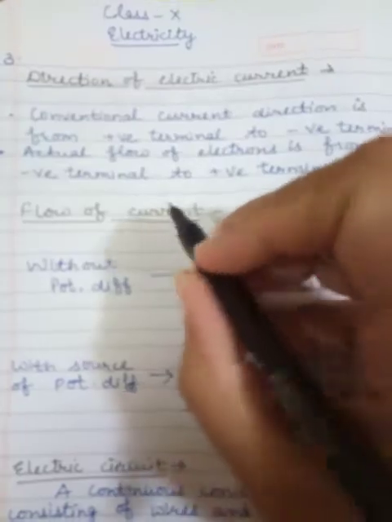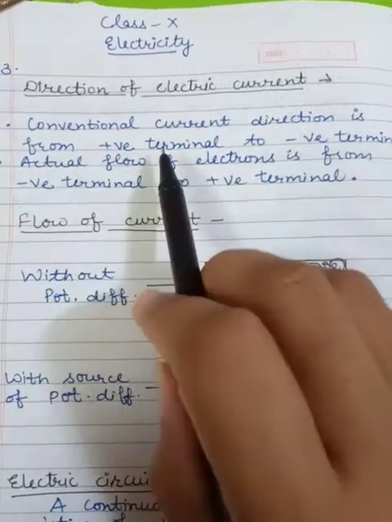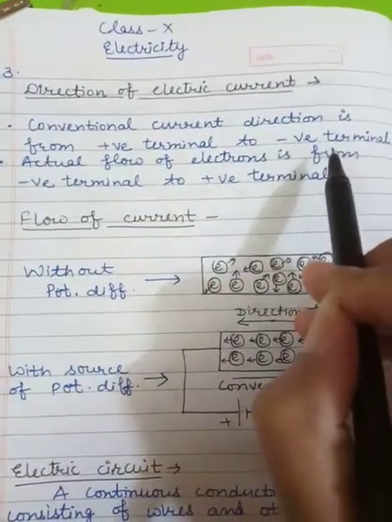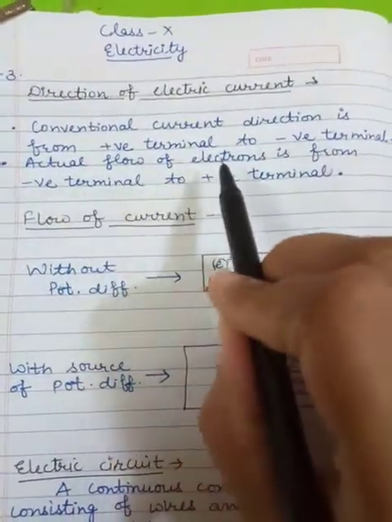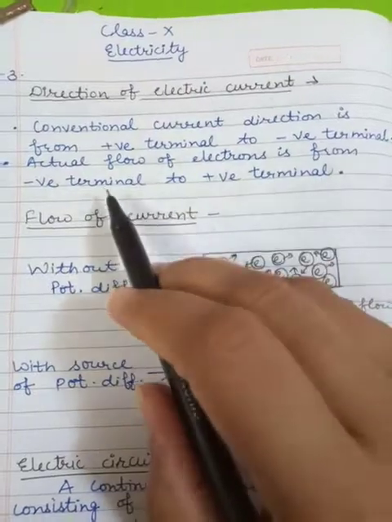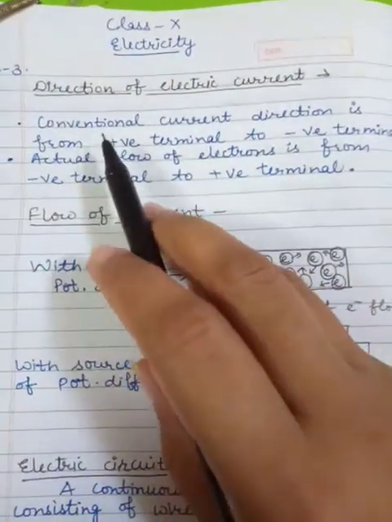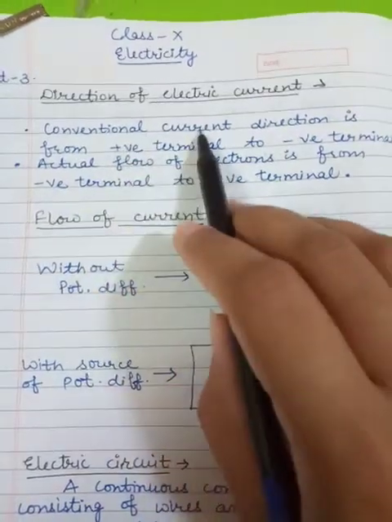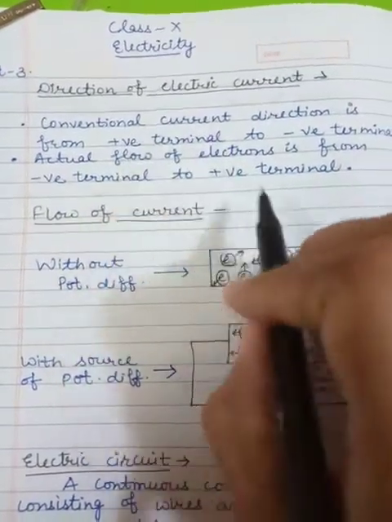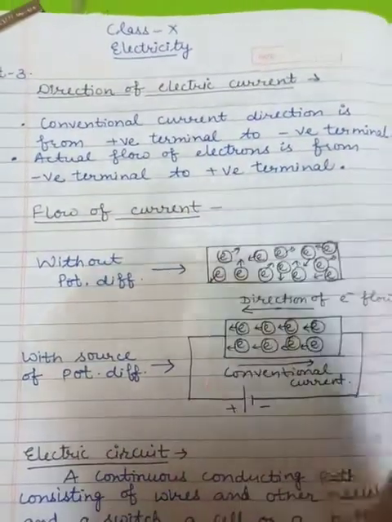So the conventional current direction is from the positive terminal to the negative terminal, but the actual flow of electrons is from the negative terminal to the positive terminal. We are using this conventional current direction in our circuit diagrams also.